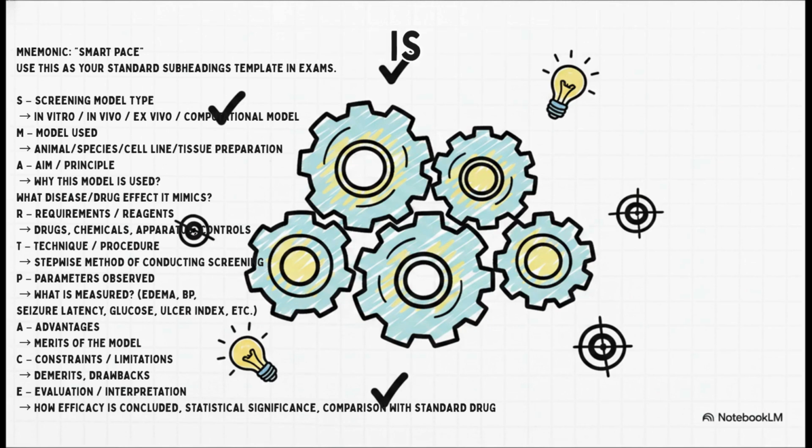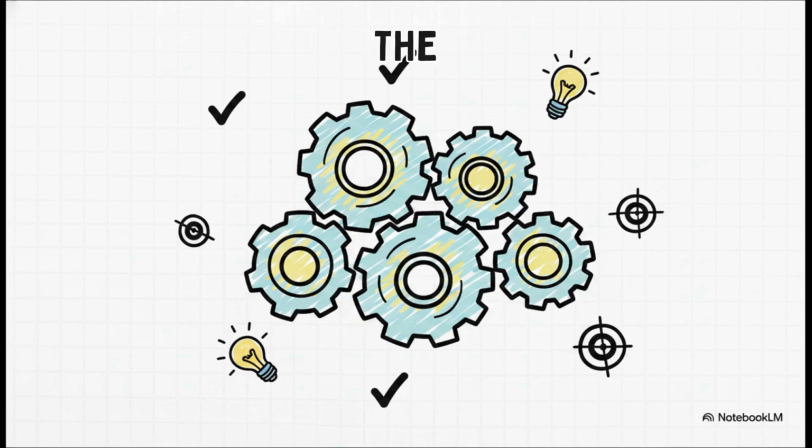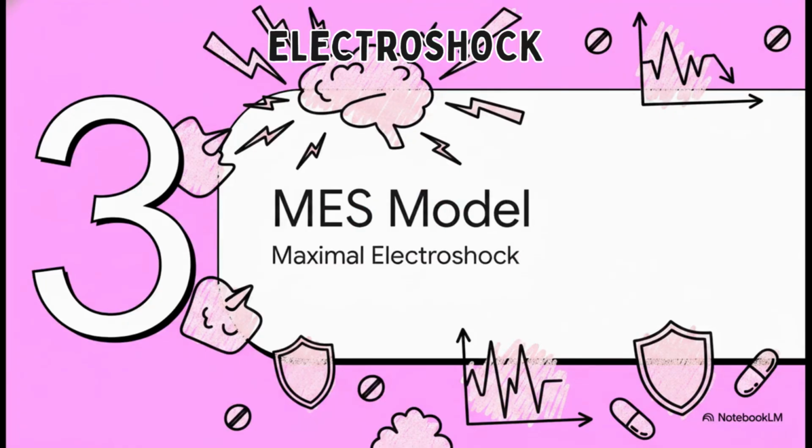Moving to PACE, P is parameters observed, what exactly are you measuring? A and C are the advantages and constraints of the model. And finally, E is evaluation, how you actually interpret the efficacy. If you use this exact structure on your exam, you are golden. Section 3. Maximal electroshock seizure, or MES, model.